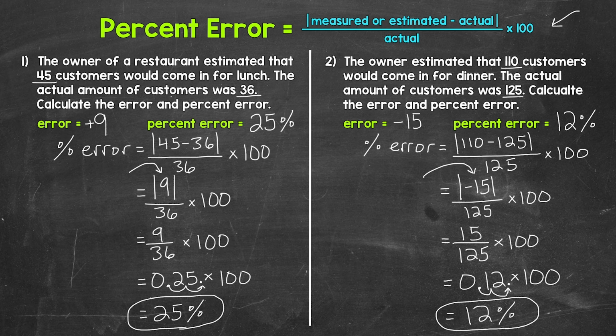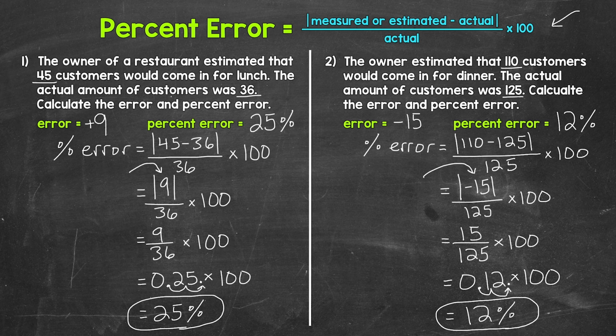Now looking at numbers 1 and 2, was the owner's estimate more accurate for number 1, lunch, or for number 2, dinner? Well, the error for number 1, the owner was off by 9. His estimate was above the actual value by 9. For number 2, the owner's estimate was off by 15, and the estimate was under the actual value. The easy answer would be to say that the lunch estimate was more accurate because the error was less. We have off by 9 compared to off by 15. But this is actually incorrect.